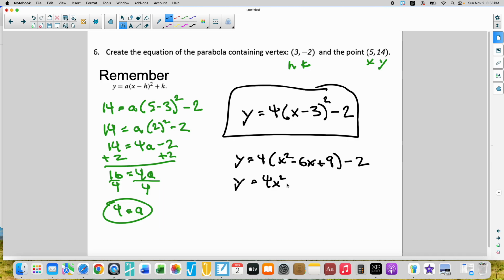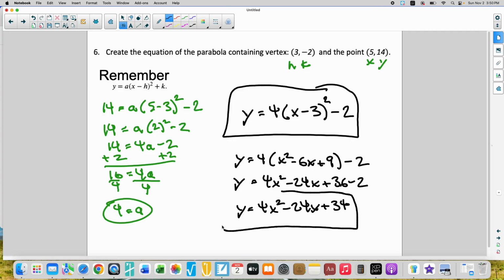4x squared minus 24x plus 36 minus 2. Y equals 4x squared minus 24x plus 34. And then you could factor out a 2. No. Well, you could, no, I think that's just it. And that would be in standard form. These are the same equations. Good.